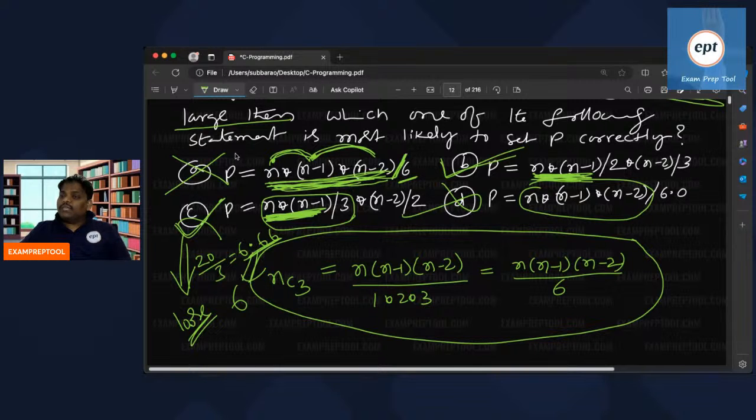In option A, overflow. In option D also, overflow. Option B, no overflow. You don't lose also. I think the best option is option B. Am I right or not? Best option is option B. Will you agree? See, very small thing here. How can he give this problem in the exam?